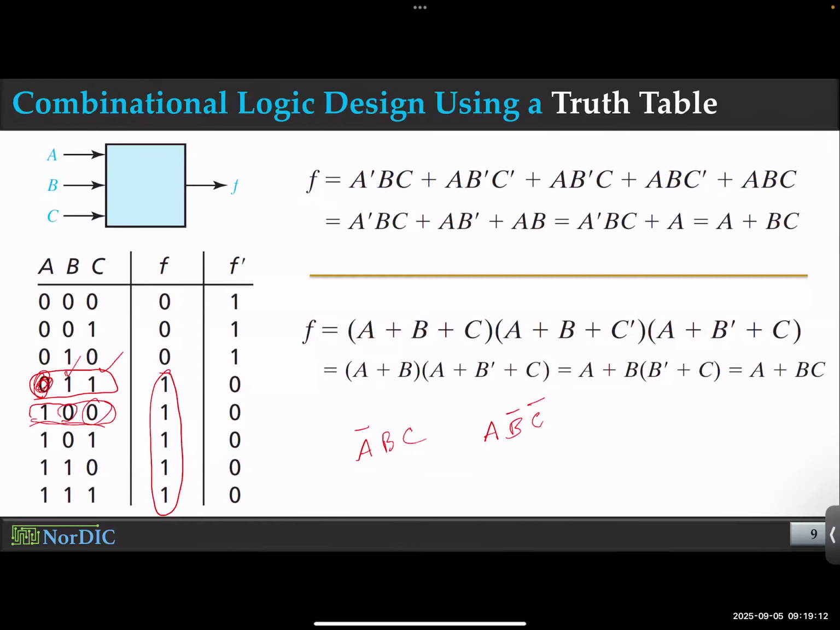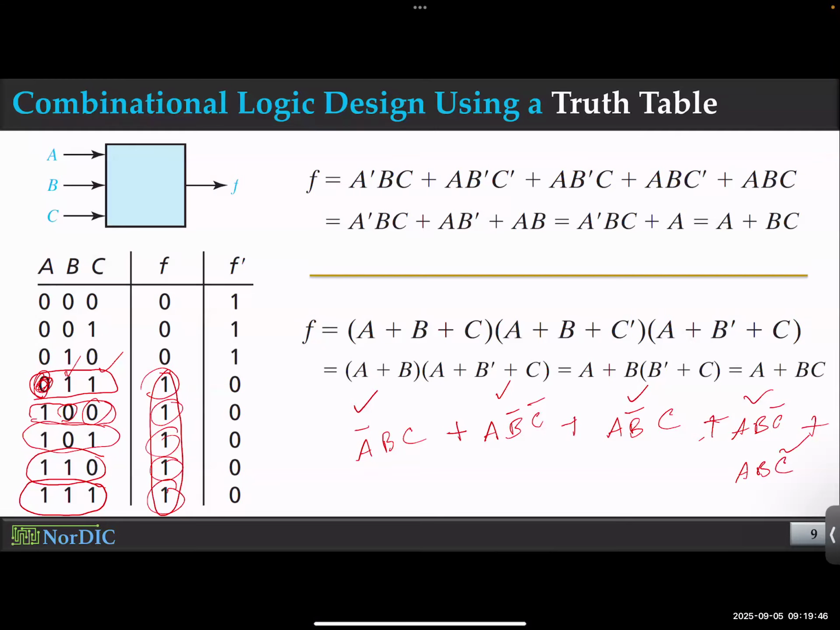And then you have the third row. That means you have A, B prime, C. Then you have fourth option, which is A, B, C prime. And finally, you have the other option, which is A, B, C, because all these 3 inputs are 1. Okay. Now, your output will be 1 if this happens, or this happens, or this happens, or this happens, or this happens. Basically, I'm spelling out the function, as you can see. So this is our Boolean logic function.